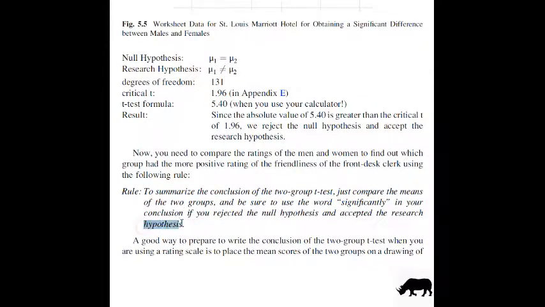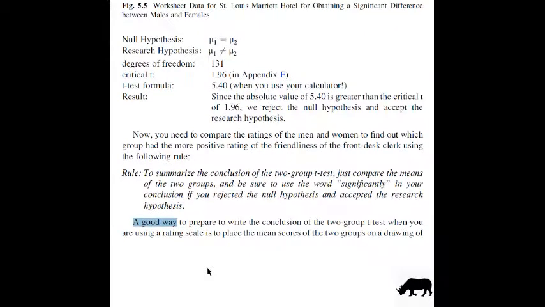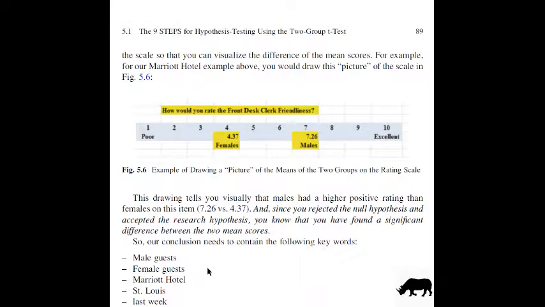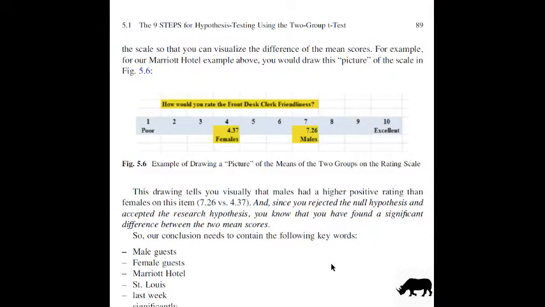A good way to prepare to write the conclusion of the two-group t-test when you are using a rating scale is to place the mean scores of the two groups on a drawing of the scale so that you can visualize the difference of the mean scores. For example, for our Marriott Hotel example above, you would draw this picture of the scale.